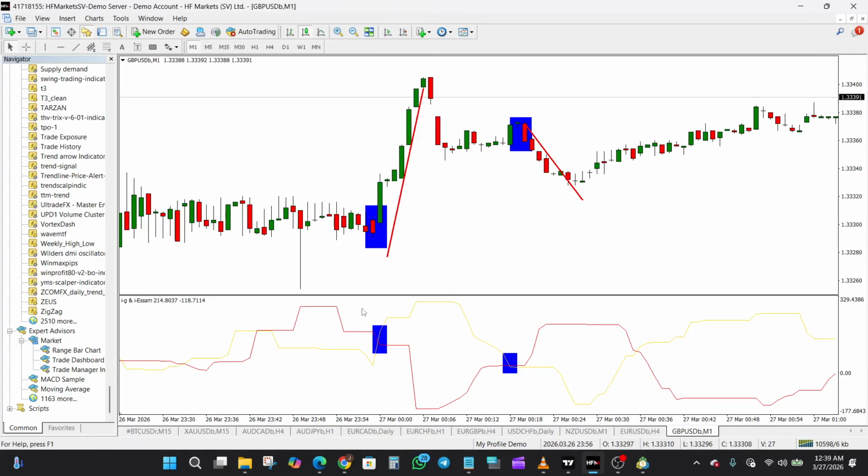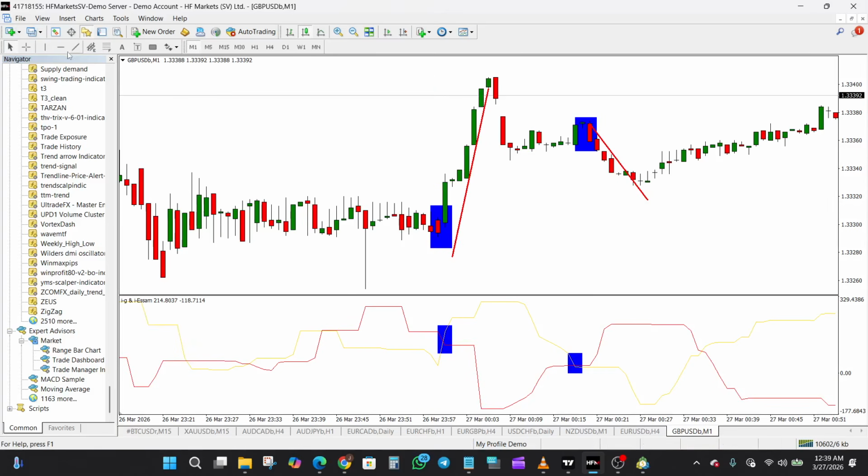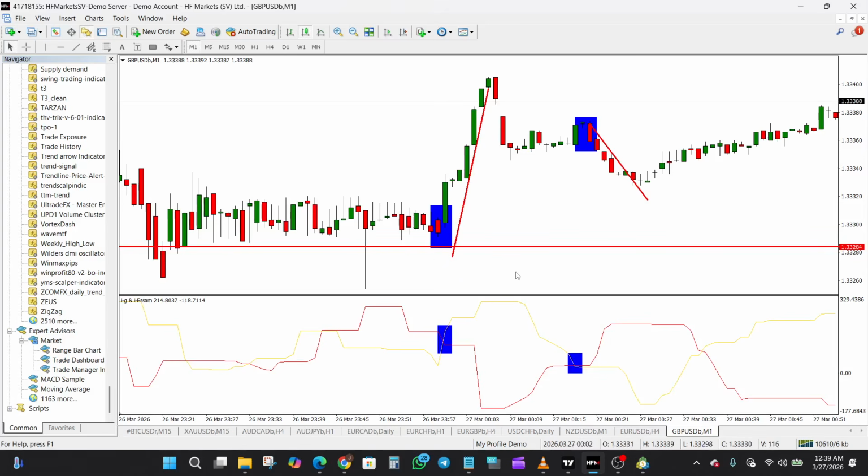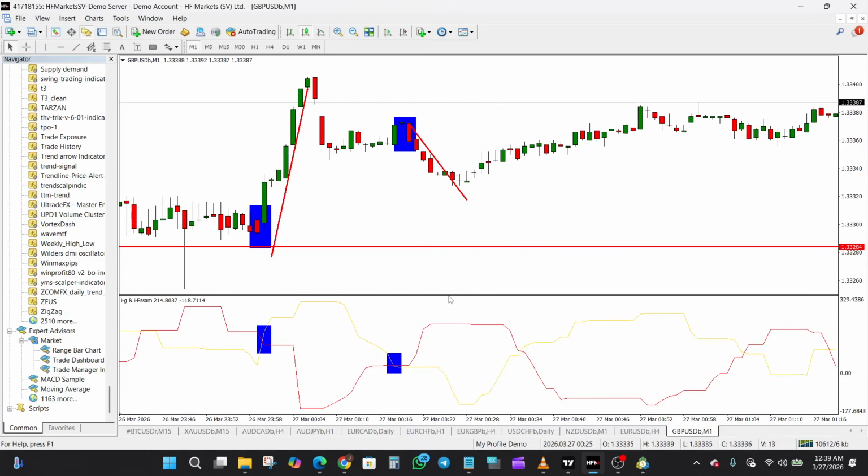So when you get a buy signal, you can look out for maybe bullish candlestick patterns or price getting rejected from a demand zone, perhaps a support zone, right? On the other hand, when you get a sell signal, you can look out for perhaps a bearish candlestick pattern or price getting rejected from a resistance zone.